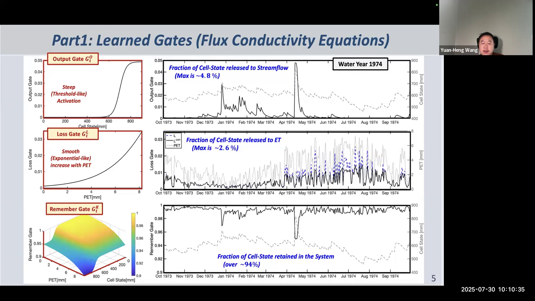So another advantage for model interpretability is you can see from a loss gate time series showing in the middle right, the actual loss varies with the PET, which is larger in the summer than in the winter, etc. And the last example is the two-dimensional remember gate at the bottom left. It equals 1 minus the summation of output and loss gate to ensure mass balance.